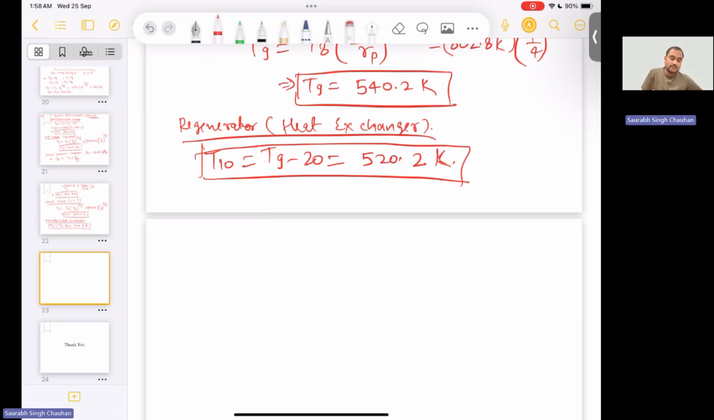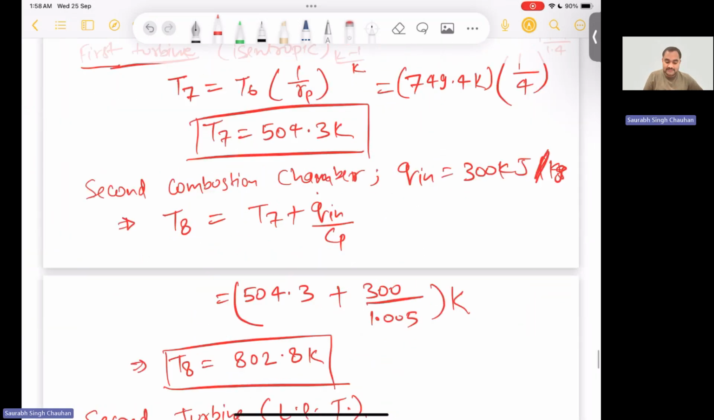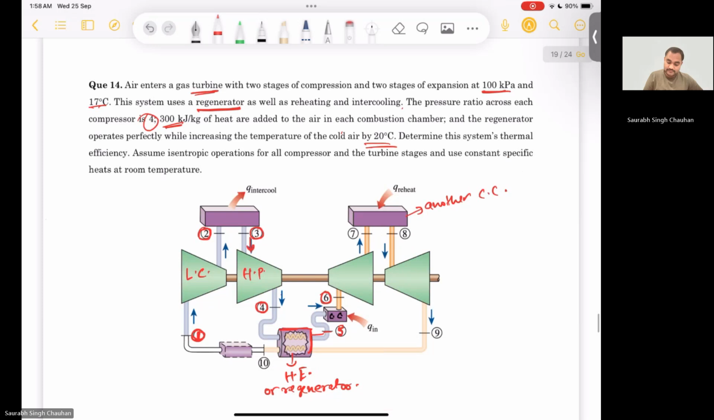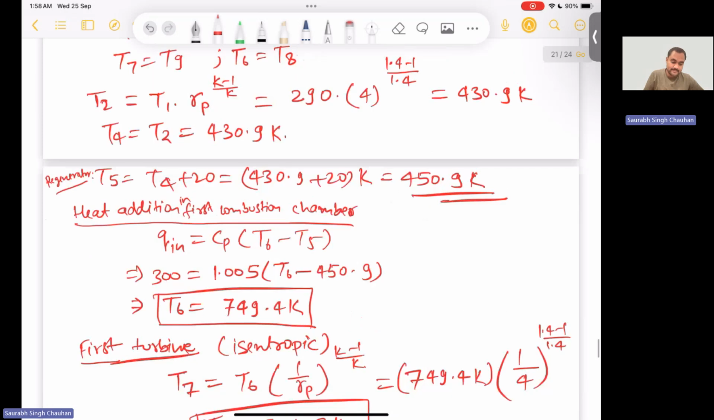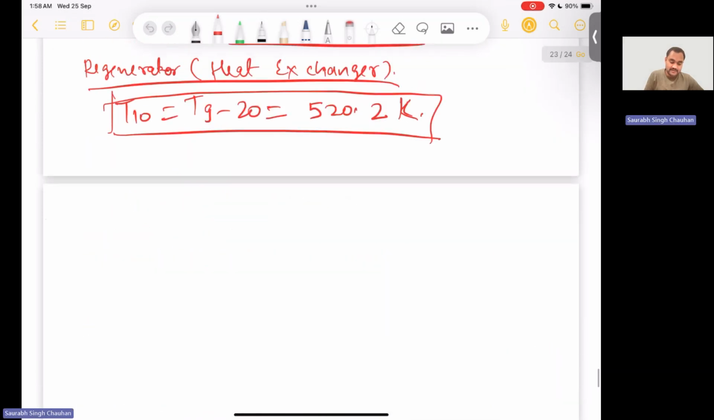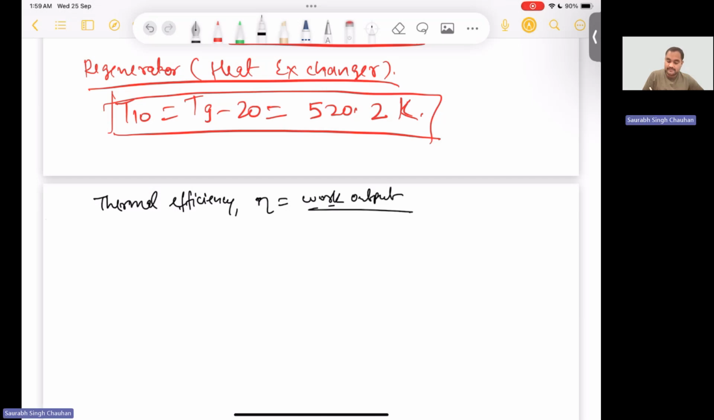at the inlet and exit of all the components. Now we can find whatever is asked in the question. So what is asked? We have to find the system's thermal efficiency. Thermal efficiency is given by work output by heat input.